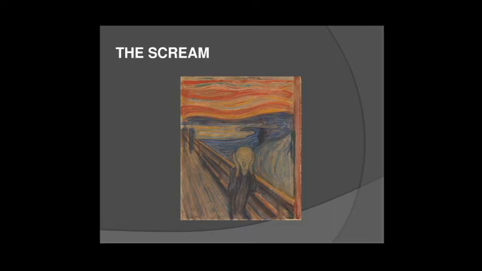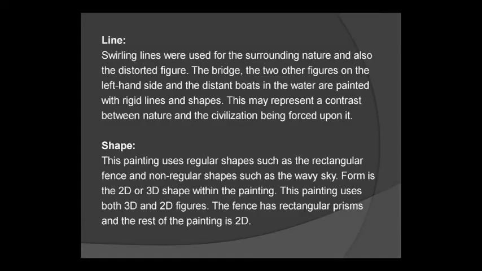The next painting was The Scream. So for the lines, swirling lines were used for the surrounding nature and also the distorted figure. The bridge, the two other figures on the left-hand side, and the distant boats in the water are painted with rigid lines and shapes. This may represent a contrast between nature and the civilization being forced upon it.